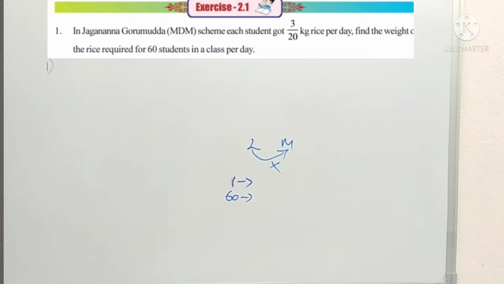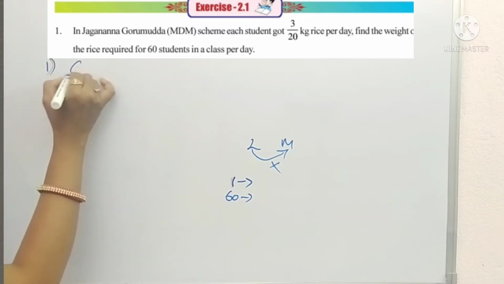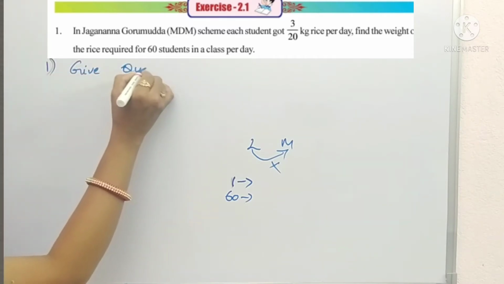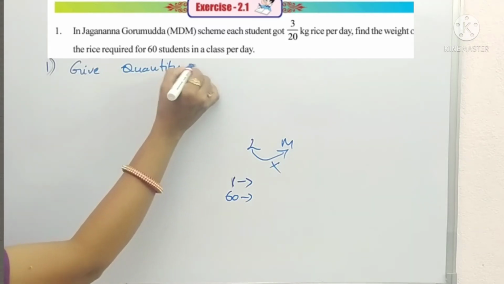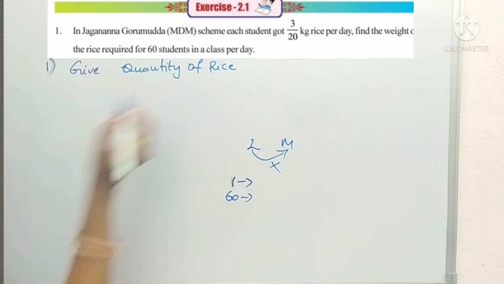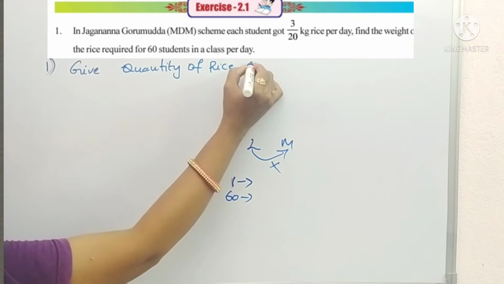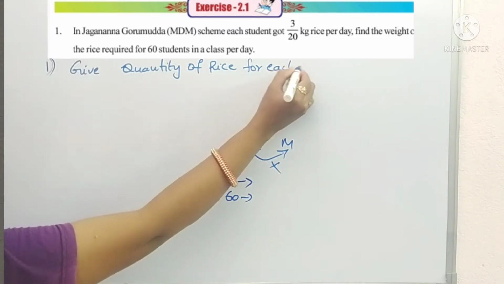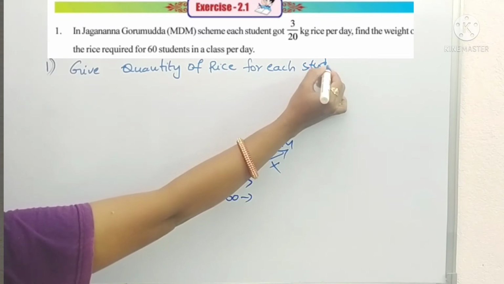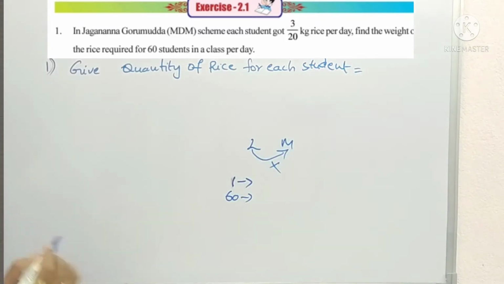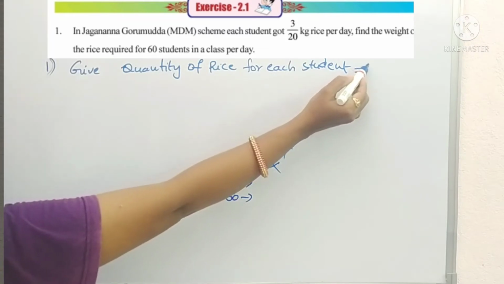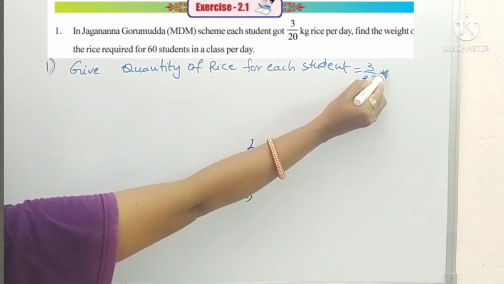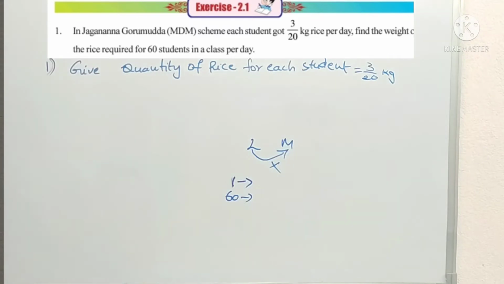So we'll write the steps. First, given quantity of rice for each student. So how much? It is 3 by 20 kg. Next, quantity of rice for 60 students.